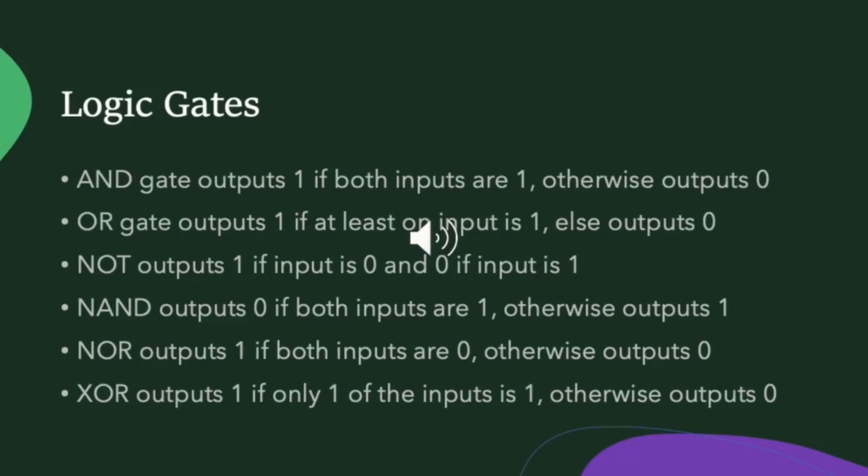NAND outputs 0 if both inputs are 1, otherwise it outputs 1. NOR outputs 1 if both inputs are 0, otherwise outputs 0. And XOR outputs 1 if only one of the inputs is 1, otherwise outputs 0.